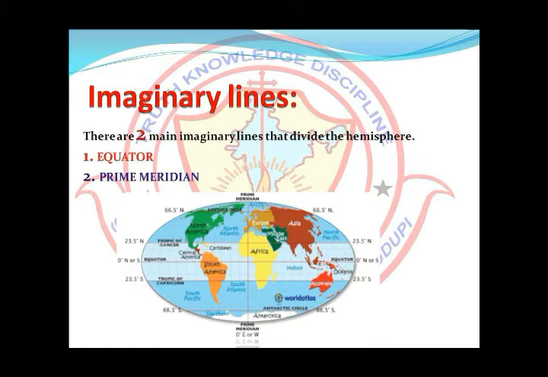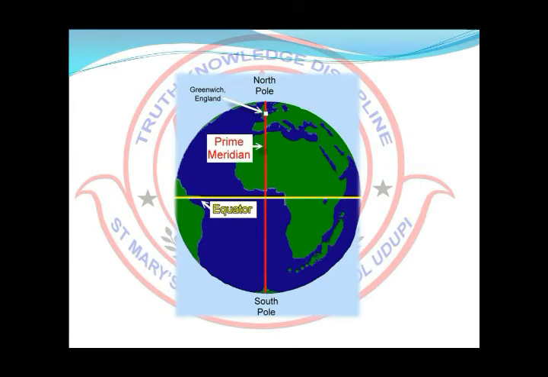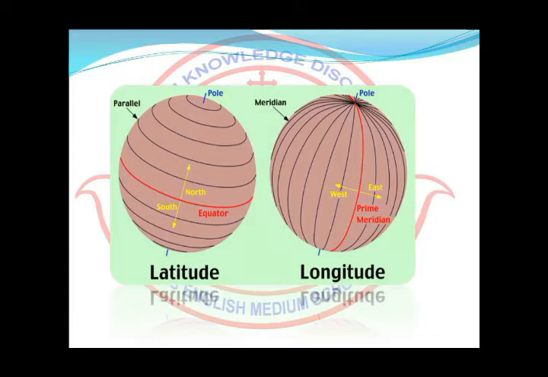We have two imaginary lines that divide the hemisphere. The first is the equator and the second one is the prime meridian. Look at this picture. The horizontal line is called the equator and the vertical line is called the prime meridian. Here, the lines running parallel to the equator are called latitudes and the lines running parallel to the prime meridian are called longitudes. I hope this is very clear to you.